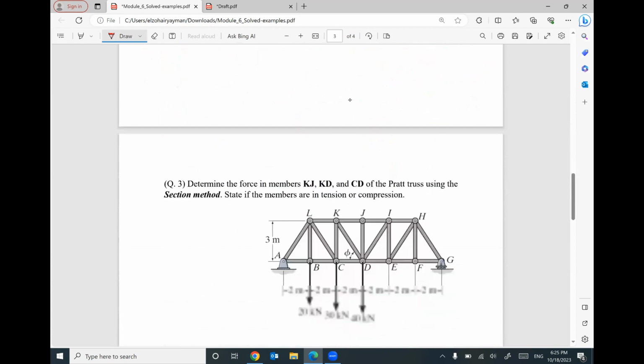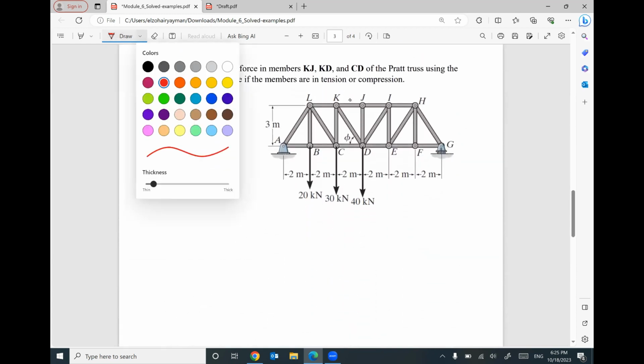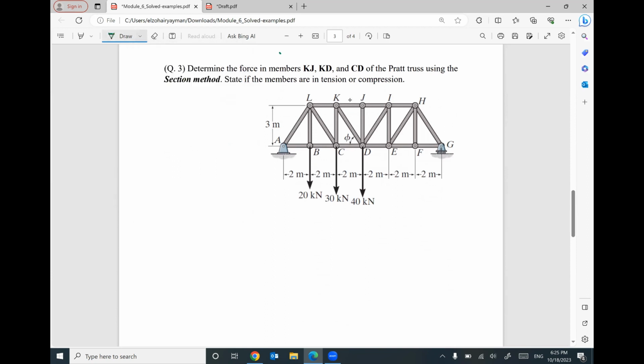I have another example here. I'm looking to figure out the internal forces in members KJ, KD, and CD using a section method that we covered last meeting.